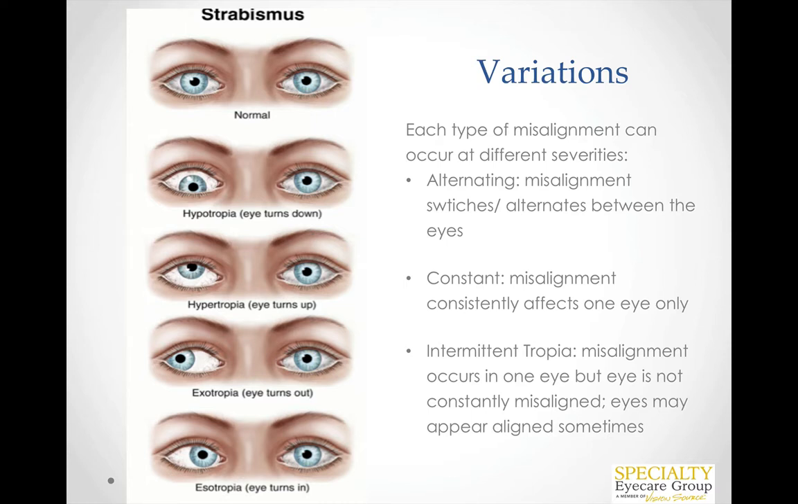Some patients call that a lazy eye. And esotropia, on the very bottom, the right eye is crossing in, or some patients call it a crossed eye.